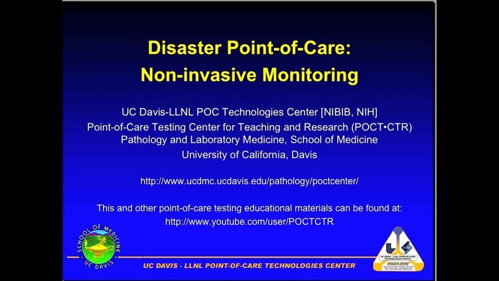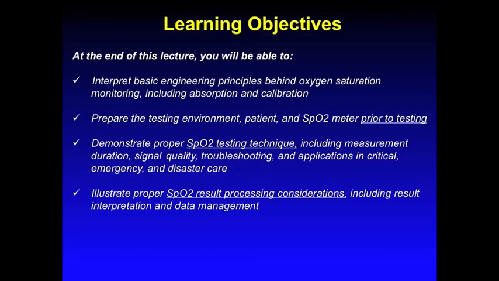At the conclusion of this lecture, students should be able to: A. Interpret the basic engineering principles behind oxygen saturation measurement. B. Prepare the testing environment, patient, and pulse oximeter before testing. C. Demonstrate proper pulse oximeter testing techniques. And finally, D. Illustrate the proper pulse oximeter result processing considerations.